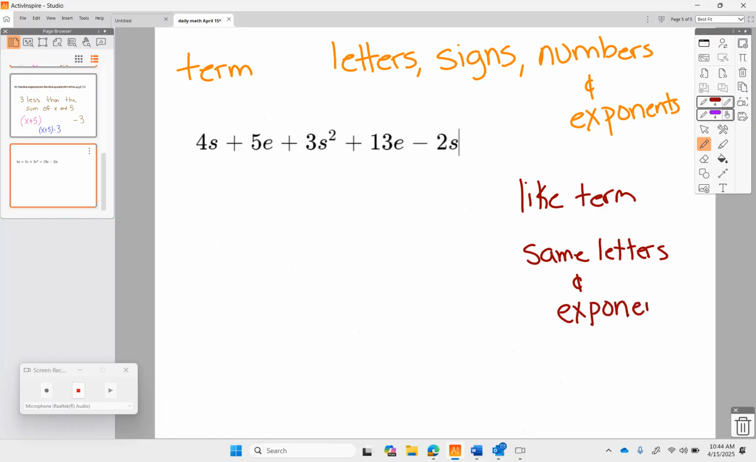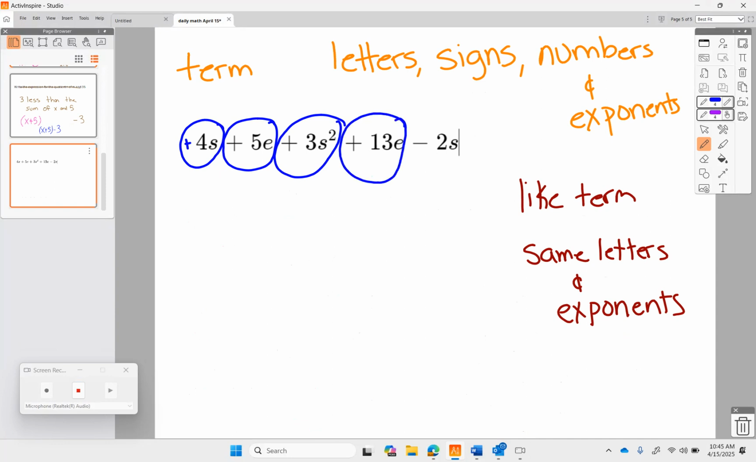Okay, so 4S is a term. Technically, there's a little invisible plus sign in front of it. Positive 5E is a term. Positive 3S squared is a term. Positive 13E is a term. Negative 2S is a term.